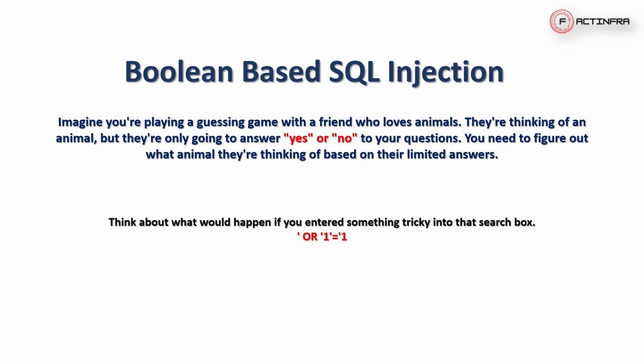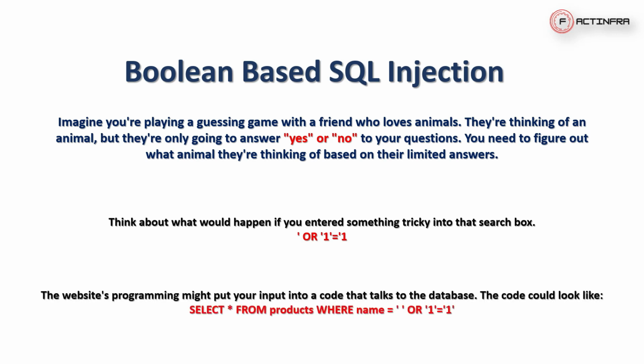So this is the Boolean condition, and there can be another Boolean condition possible, like 1 equal to 1 and 1 equal to 2. It is possible. Now, this single quote or 1 equal to 1, how is it working in the back end?